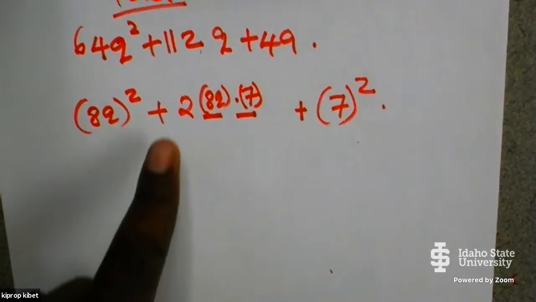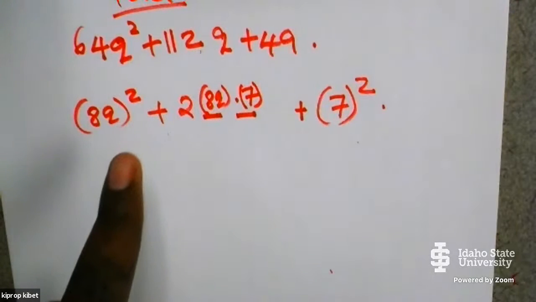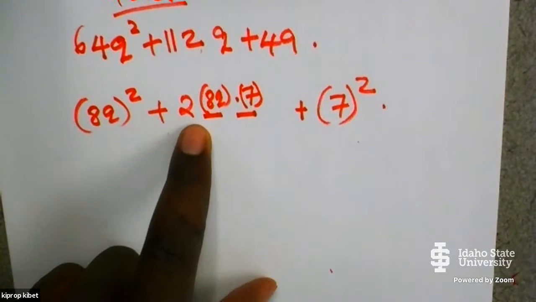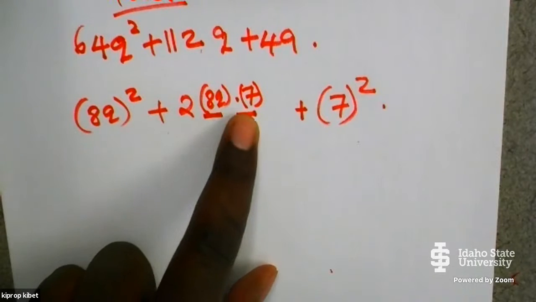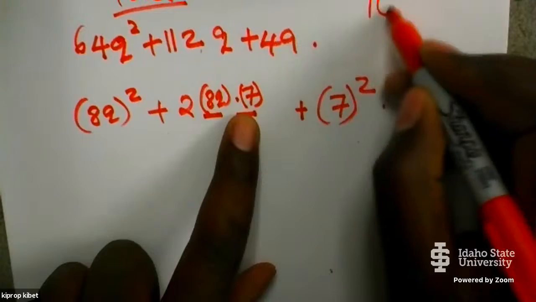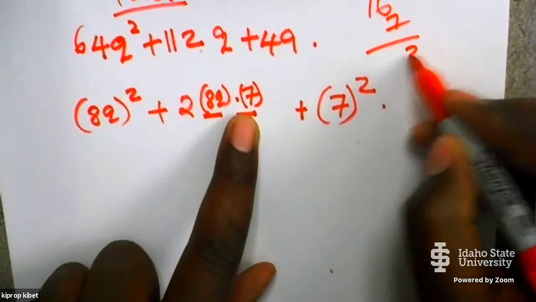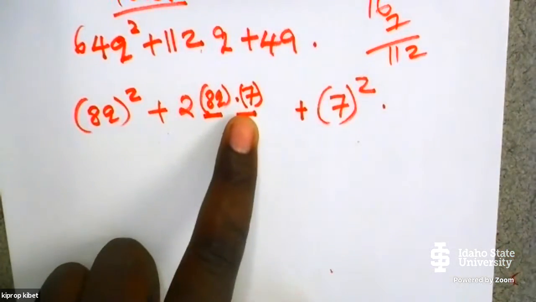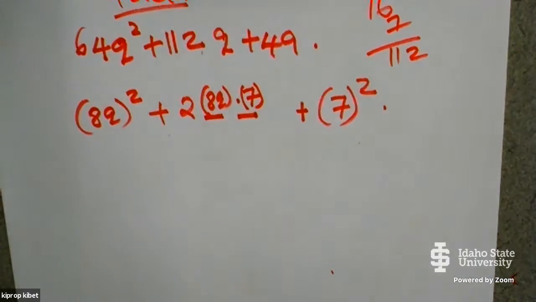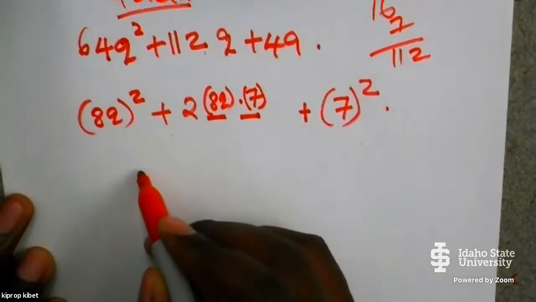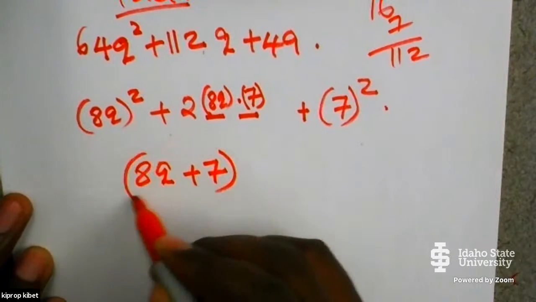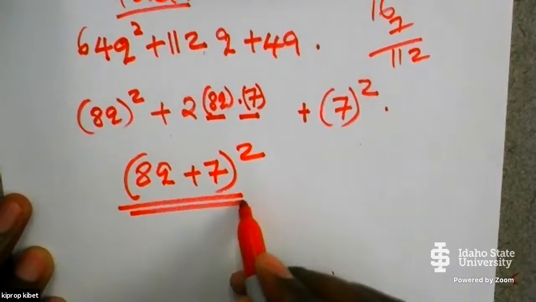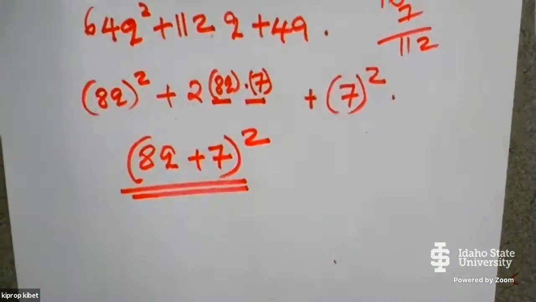So when we multiply, do we get 112q at the top? So 2 by 8 by 7. 2 by 8 is 16, and 16 by 7 is 112q at the top. So basically, finally, our factor will be 8q plus 7 squared. 8q plus 7 squared.